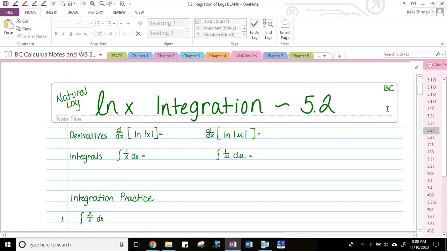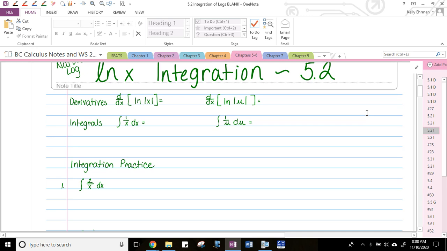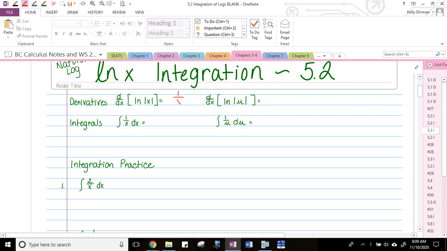All right, today we're going to talk about integration with natural log of x. So we're in section 2 of chapter 5. And just to recall from what we learned previously, if we're taking the derivative of the natural log of some absolute value x, and remember the absolute value is just there because that's the domain of logs and natural logs. The derivative of a natural log is 1 over x.